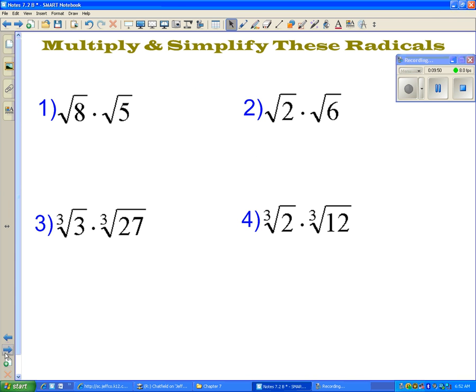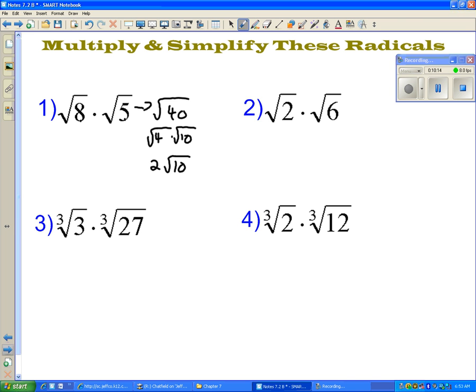Multiply and simplify these radicals. So the first thing I want to do is look at this and say, okay, there's different ways of doing this. I can say, well, square root of 8 times square root of 5. Well, that's the square root of 40. What perfect square goes into 40? Well, that's the square root of 4 times the square root of 10. So that's 2 square root 10.